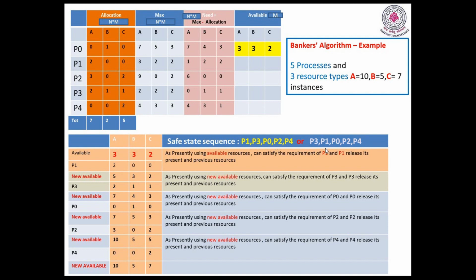There is a possibility of another sequence also. We can find more than one possible safe state sequence. Here I have explained only for one possible sequence. Similarly, you find for other possible sequences.